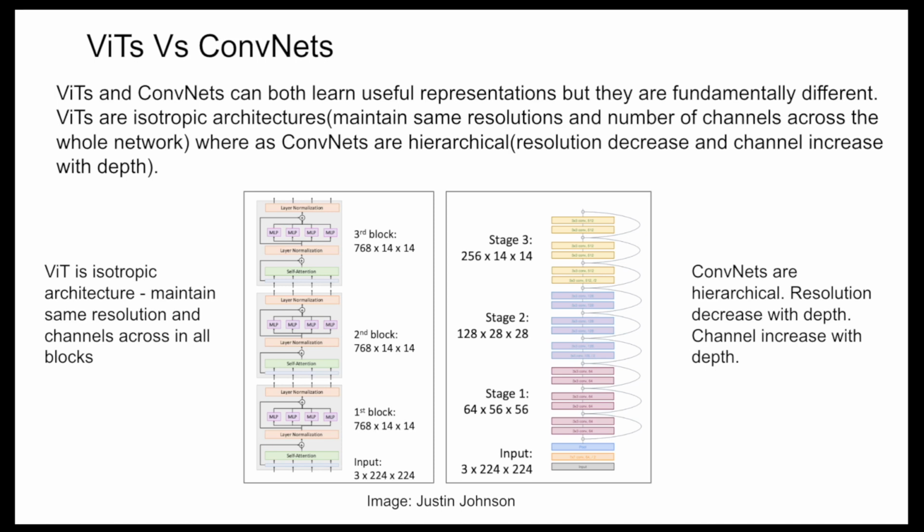ViT is an isotropic architecture, which means that it maintains the same resolution and channels across all blocks. And ConvNets are hierarchical, so the resolution decreases with depth, and the channels usually increase with depth as well.